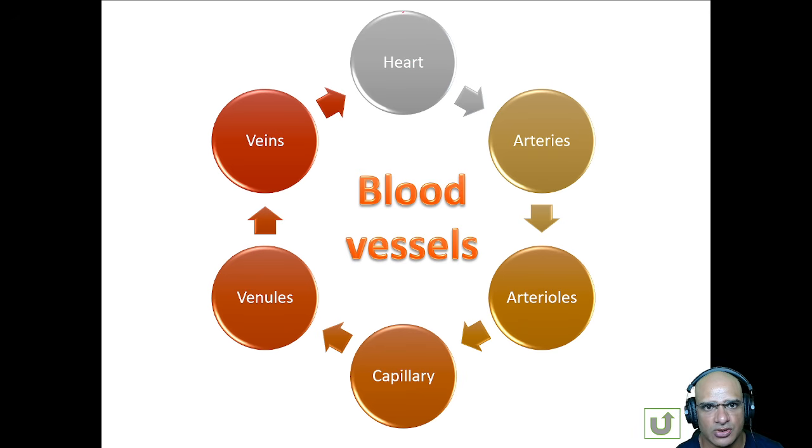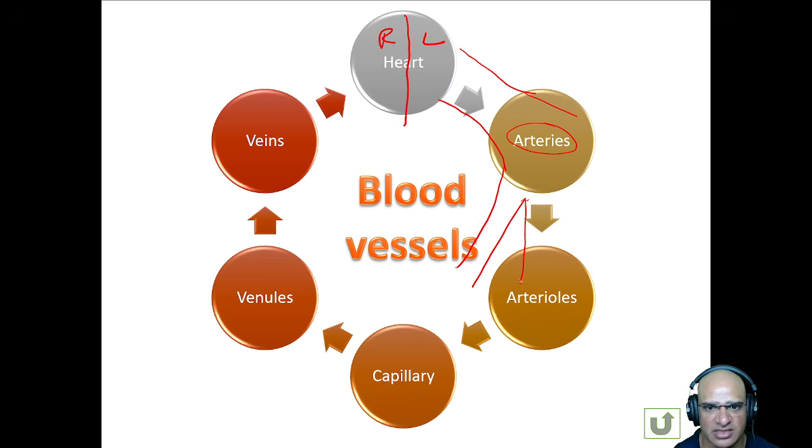Now we'll have to look at the path of the blood flow. You should know that the heart is the organ which is required for pumping blood to various parts of the body. The heart is divided into the left side and the right side. From the left side, you have these massive pipes which are taking the blood to different parts of the body. These massive pipes are called arteries, as we mentioned here.